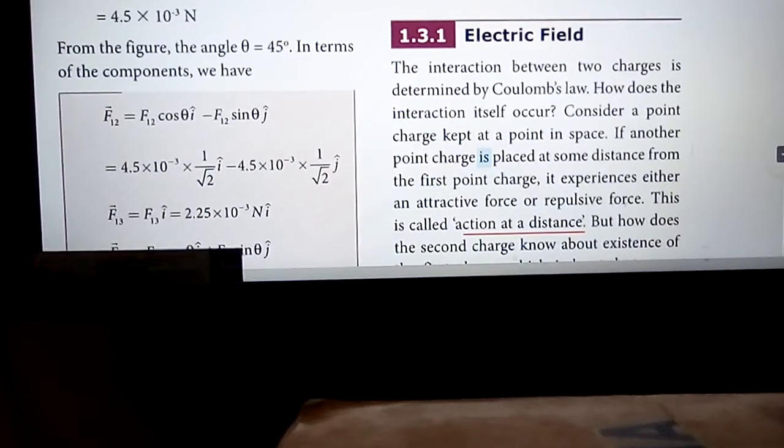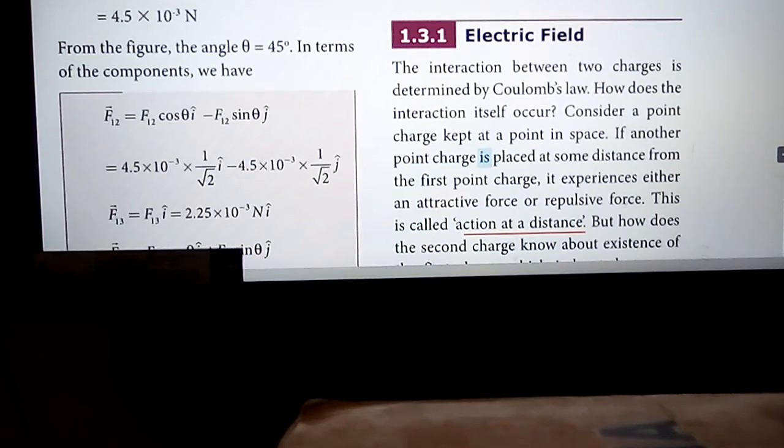Dear students, in this video we are going to see 12th standard physics first chapter, electrostatics. This is the Tamil State Board syllabus. In this video we are going to see electric field and electric field lines.